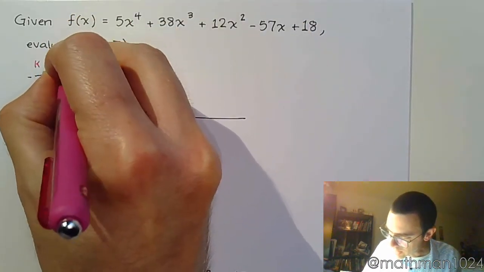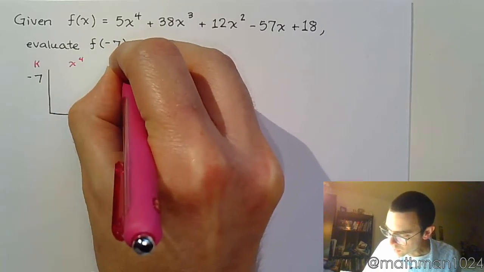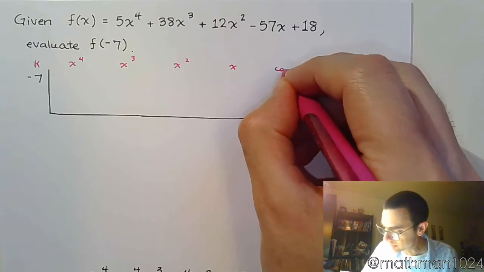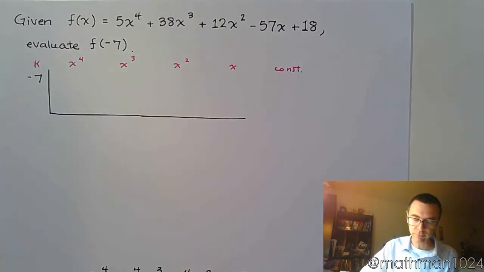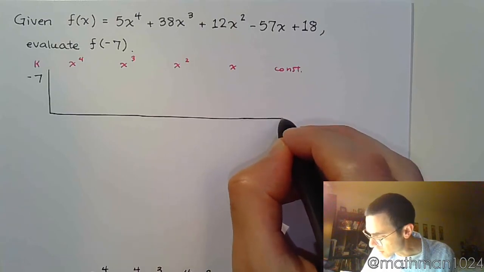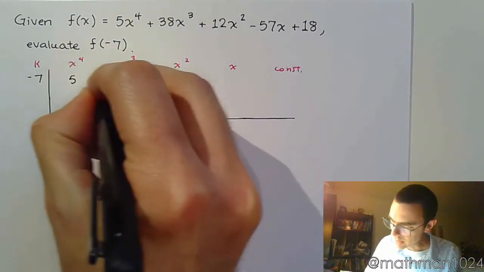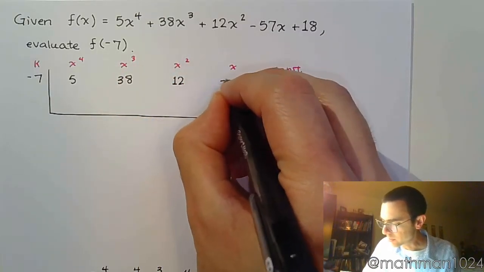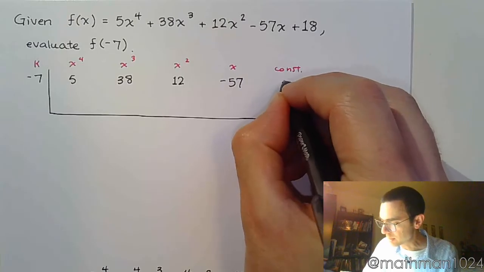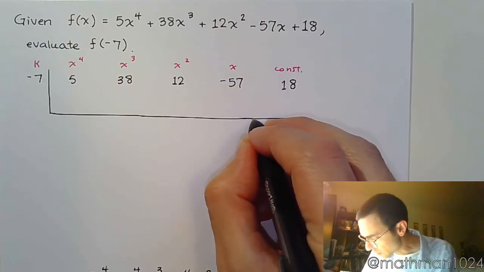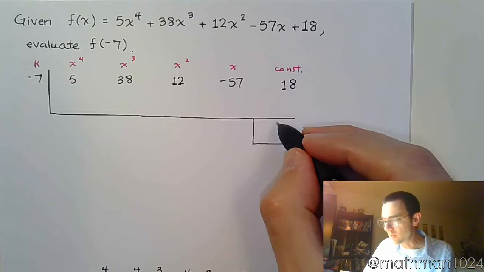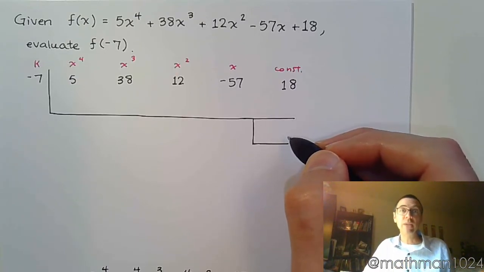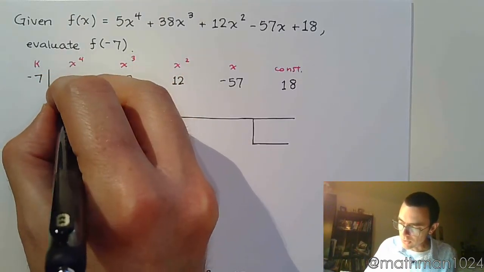So as we've done in class, we want to make sure that we do the proper headings here. That way we don't skip things that we're not supposed to skip. All right, so my coefficients, I have 5, 38, 12x squared, minus 57x, and plus 18. And the remainder theorem, again, says that whatever you get here is the answer to f of -7. So first things first, we bring down the 5.